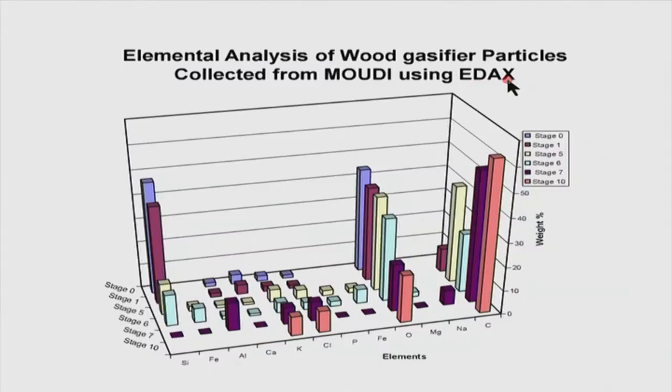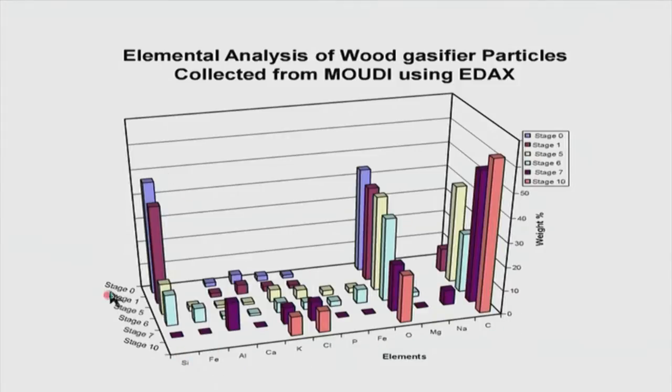I also talked a little bit about the chemistry of the particles. The particles that we collected at each of these stages, we did some chemistry on them. We did some EDAX analysis. Over here you see different stages of that cascade impactor. The biggest size were on stage 0, and the smallest size were on stage 10. The biggest size was 18 micrometers and above, and the smallest size was 56 nanometers. So there's a whole range of particles here, and what you see over here is the chemistry.